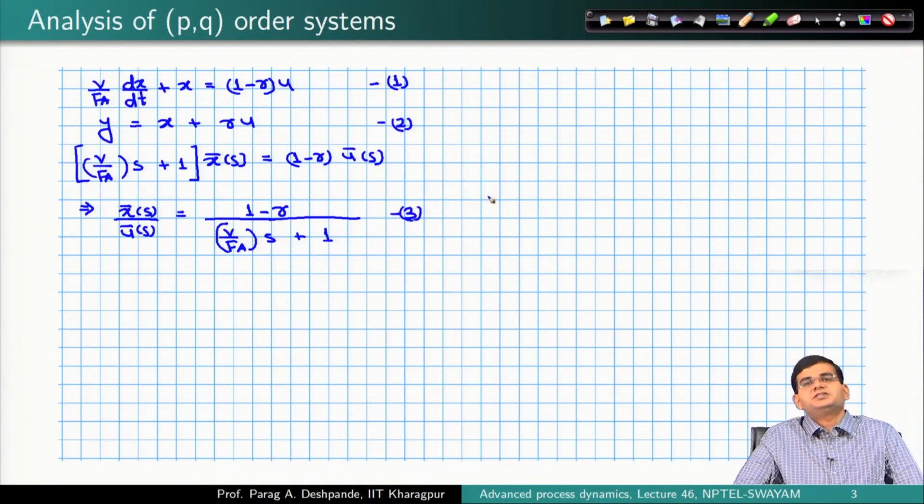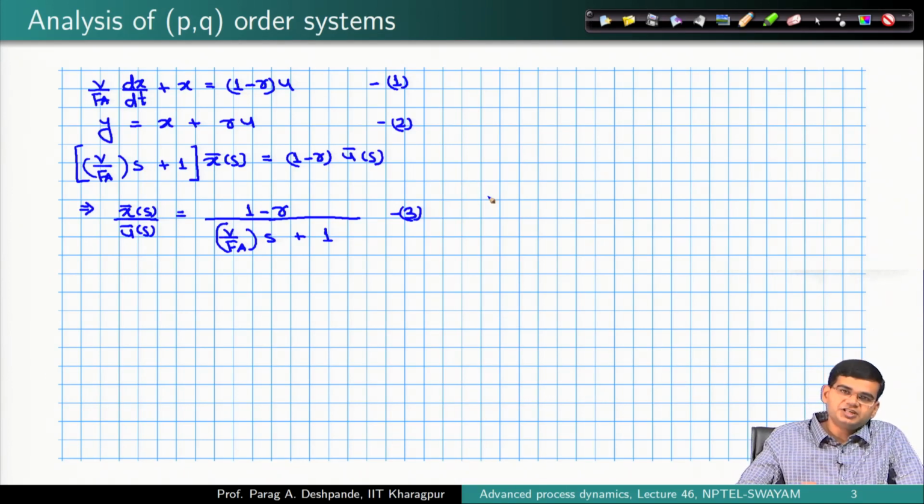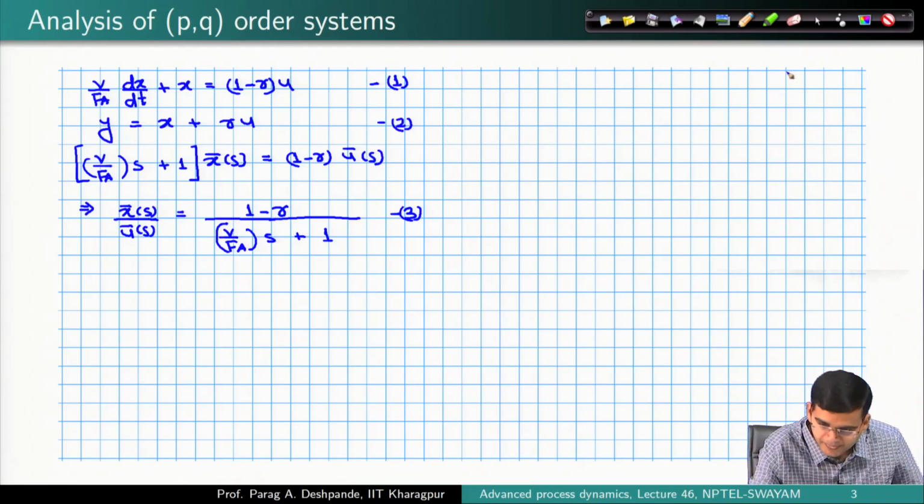Is this a transfer function? Well, yes, it is a transfer function, but what kind of transfer function is this? What information does it give to us? This is x bar upon u bar. So, this means that this transfer function gives us the dynamics of the system when you are tracing the change in the concentration of B in the tank.